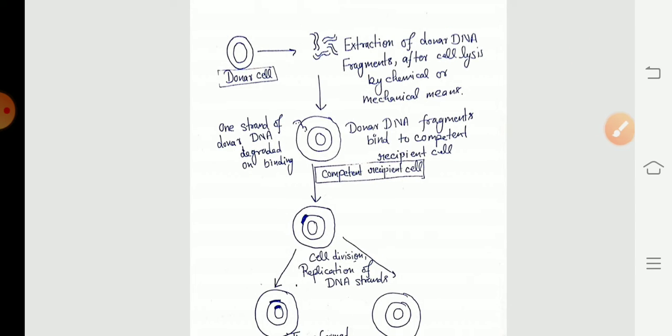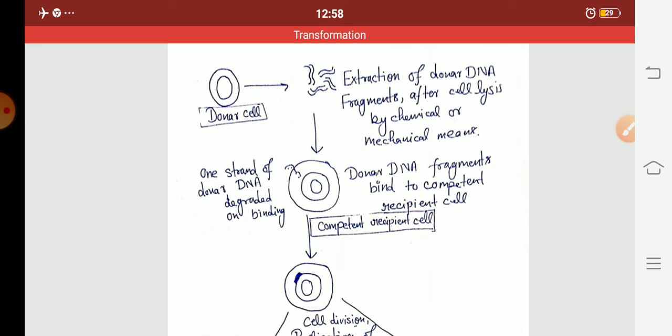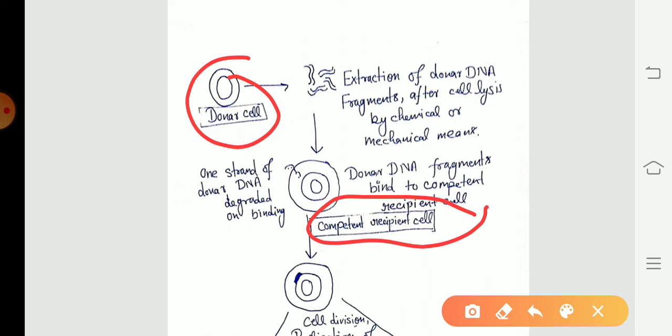So, this is the donor cell. This is the competent recipient cell. A number of chemical or physical treatments make the bacteria competent to take up DNA through transformation.